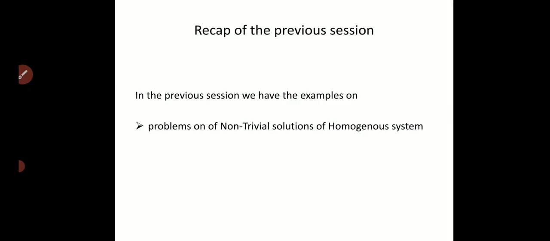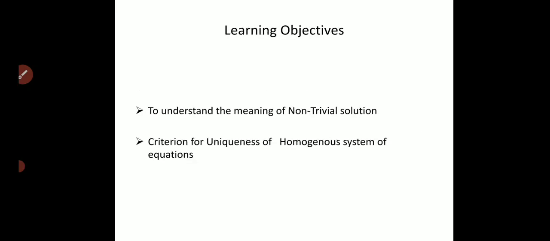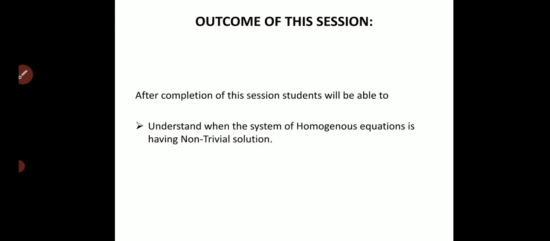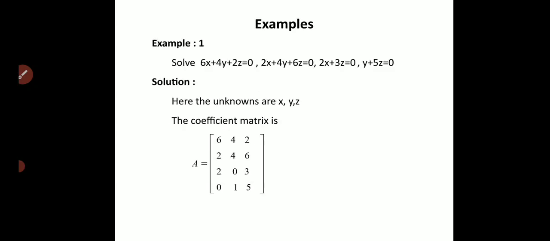Recap of the previous sessions. In the previous sessions we have studied examples on problems on homogeneous systems of equations for non-trivial solutions. The learning objectives of this session are to understand the meaning of non-trivial solution and the criterion for uniqueness of a homogeneous system of equations. After the completion of this session, we are able to understand when a system of homogeneous equations has non-trivial solutions. Let us take examples on this.